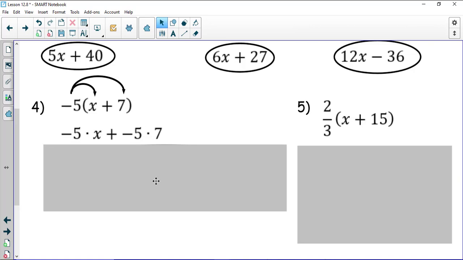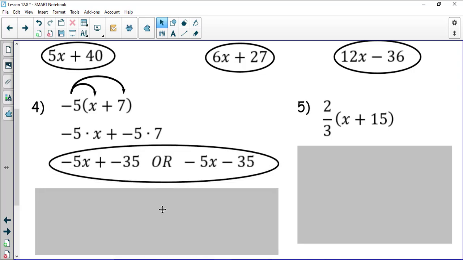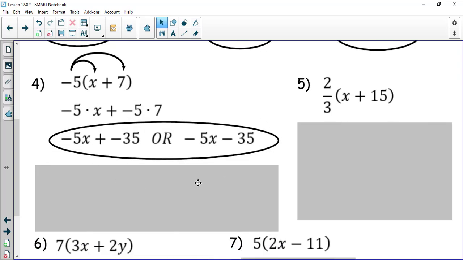Negative 5 times x is going to get us negative 5x, and negative 5 times 7 is going to get us negative 35. Now you can see that I wrote this answer in 2 ways. So negative 5x plus negative 35 is equivalent or equal to negative 5x minus 35. So we have more than one way to write the same answer.